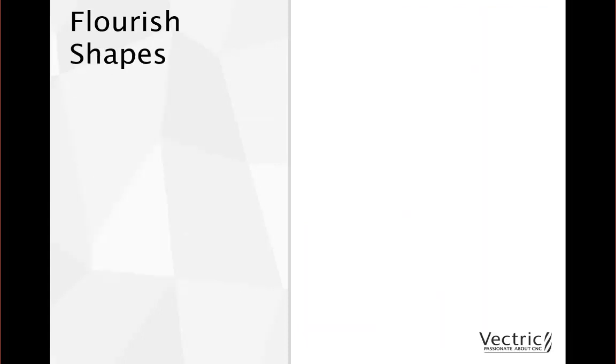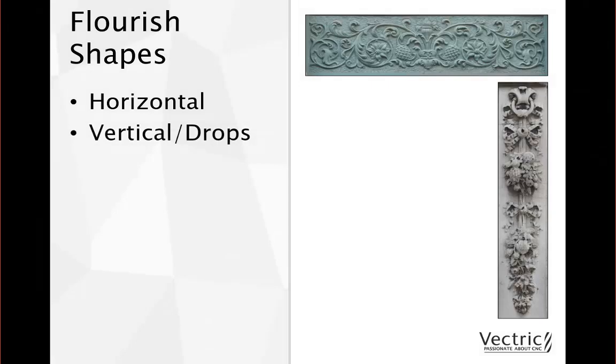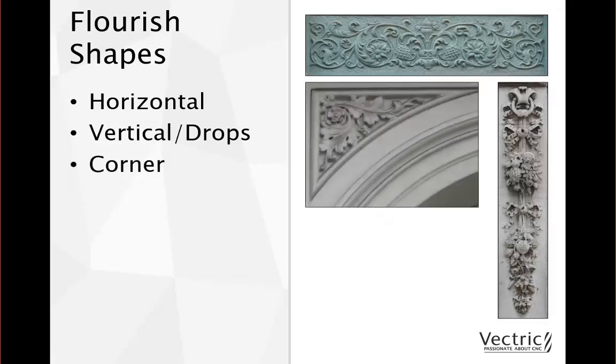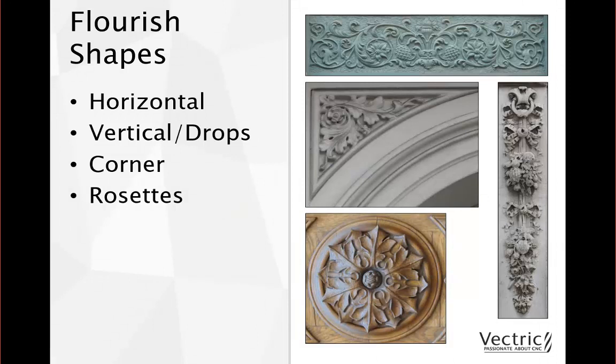Now if we drill down a bit further, we can start to look more specifically at the types of shapes that the flourishes occupy. Here we've got one that's situated within a horizontal rectangle in effect. We have vertical ones, so similar idea, and these are often referred to as drops. We've got a corner, lots of different aspect ratios of corners. Here we've got a corner that actually kind of follows an arch as well as sitting in the corner. Rosettes, so essentially repeating motifs that go around a central focus.